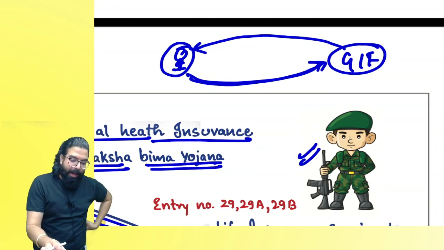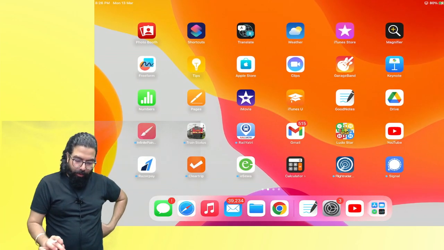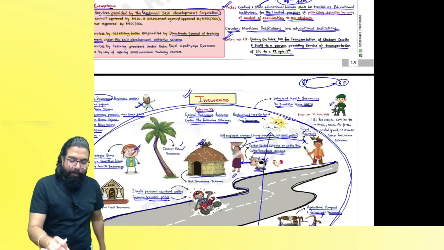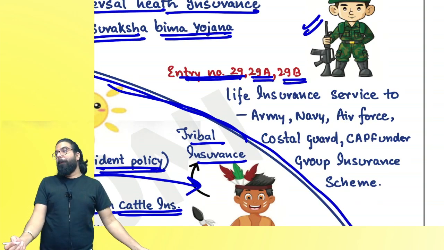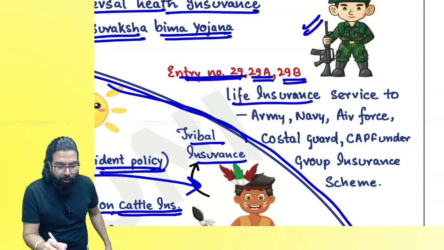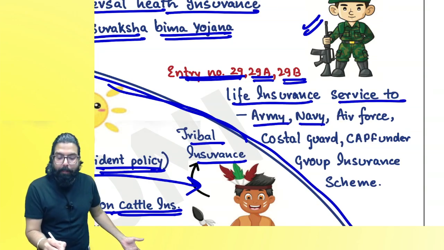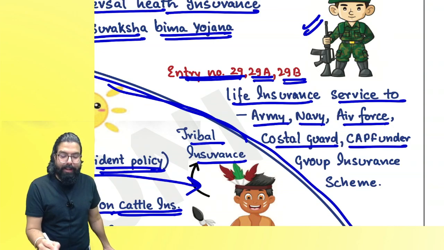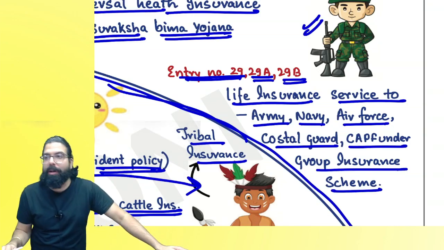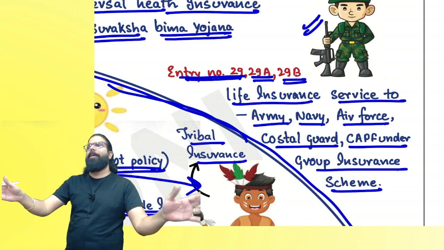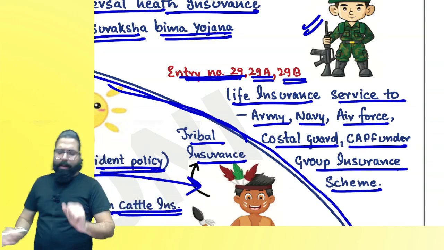Can we go ahead, everyone? Everyone over here. Are you closed? One minute. Everyone over here, entry number 29, 29A and 29B. It says over here, life insurance services, when they are provided to Army, Navy, Air Force, Coast Guard, CRPF, Central Armed Police Force, under the group insurance scheme of the government, then also whatever premium is being charged, they will not charge any GST.